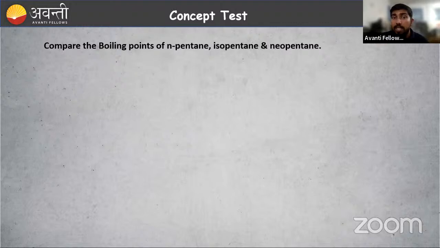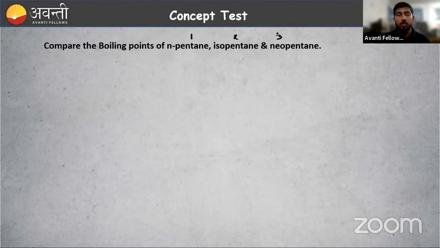How can you do that? Try it. I will give you 30 seconds. You can guess if you don't know, no issues. In the class you can guess, but in the entrance examination, don't guess, okay? You will get negative marks. Here you can guess: among 1, 2, 3, which one has the highest boiling point?